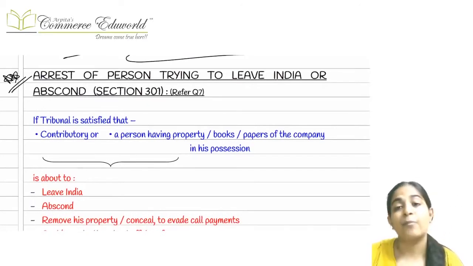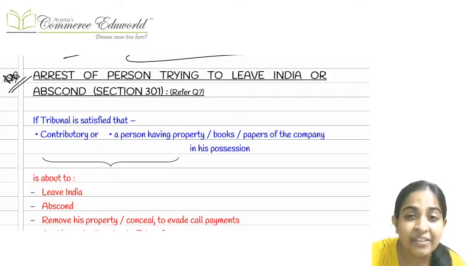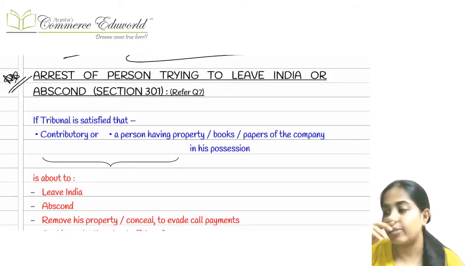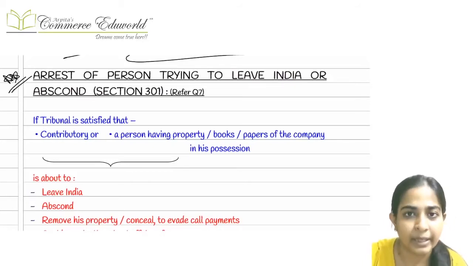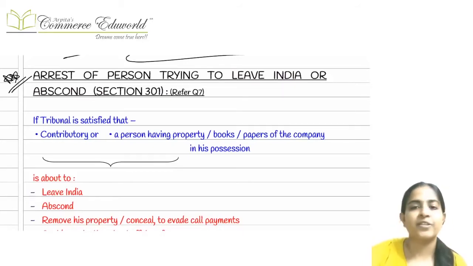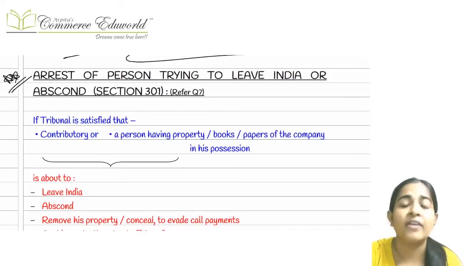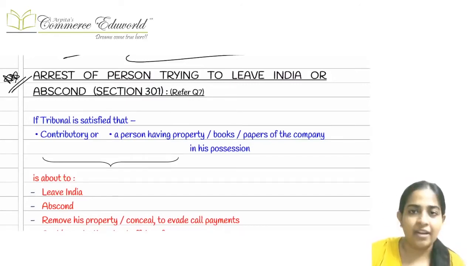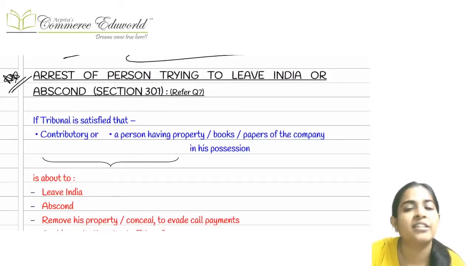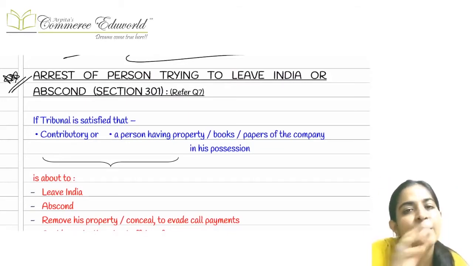And suppose any of these people are trying to run away, or trying to leave India secretly, absconding, then in that case, if we come to know about them, if a particular person is trying to avoid the call money payment, if a particular director is trying to run away from his unlimited liability, then we can arrest that particular person. We can stop that particular person from leaving India.